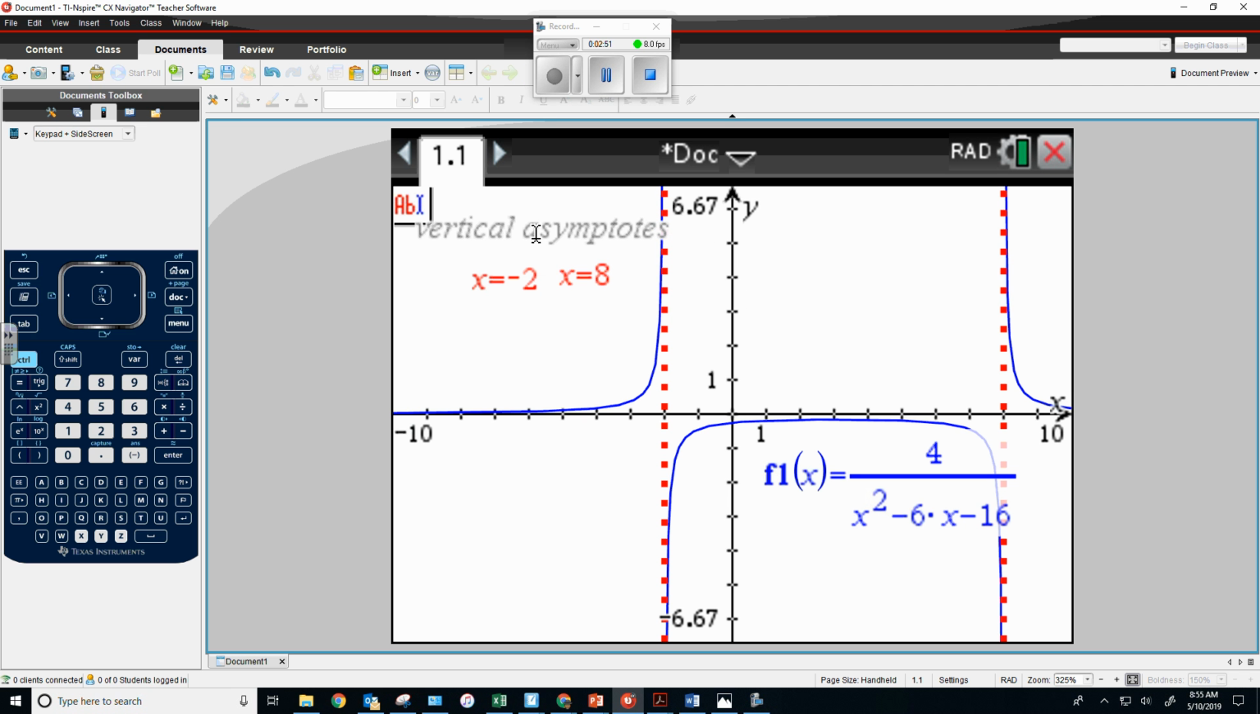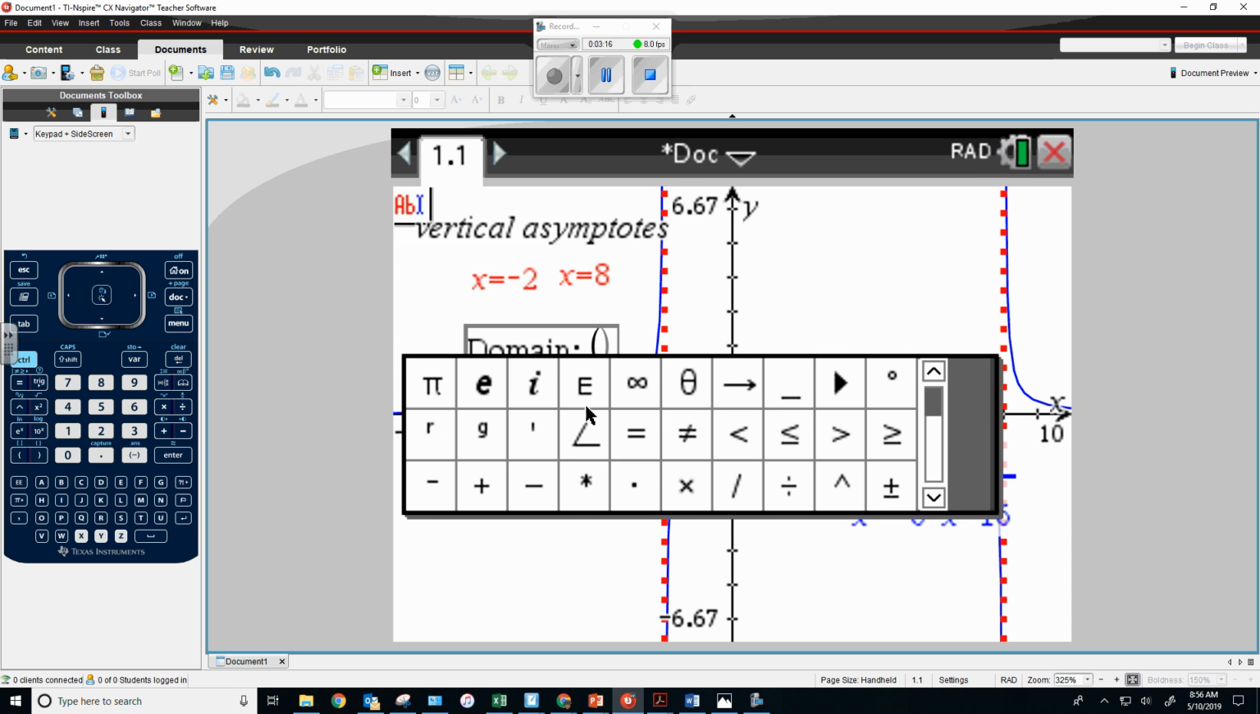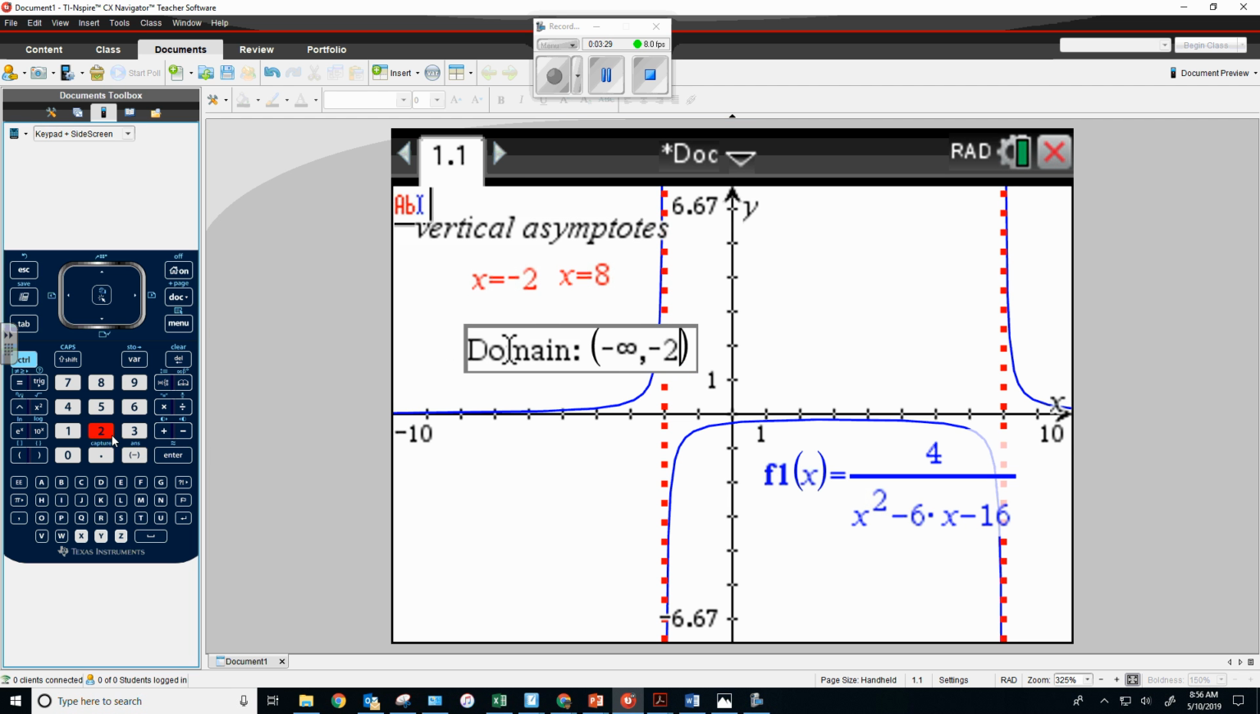All right. And since those are my vertical asymptotes, then my domain is going to go from -infinity all the way to the first asymptote we encounter, which is -2.